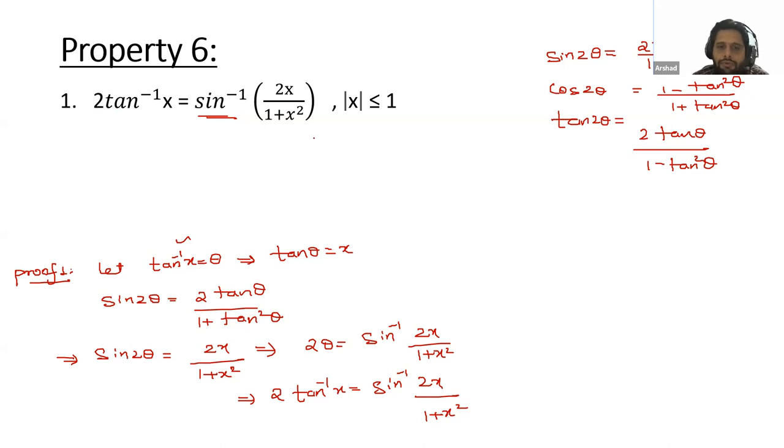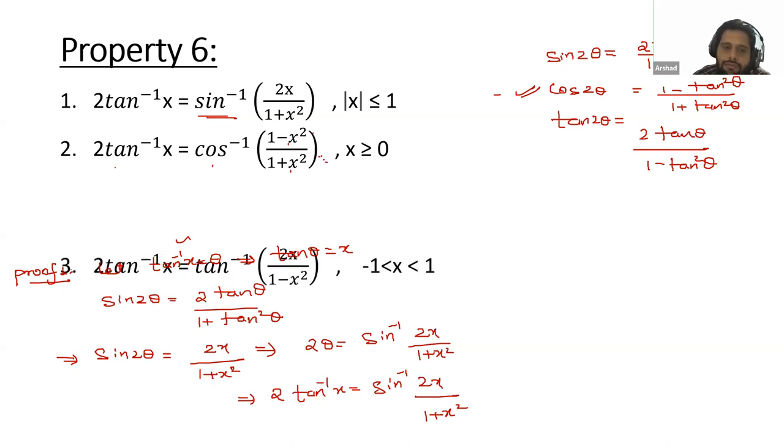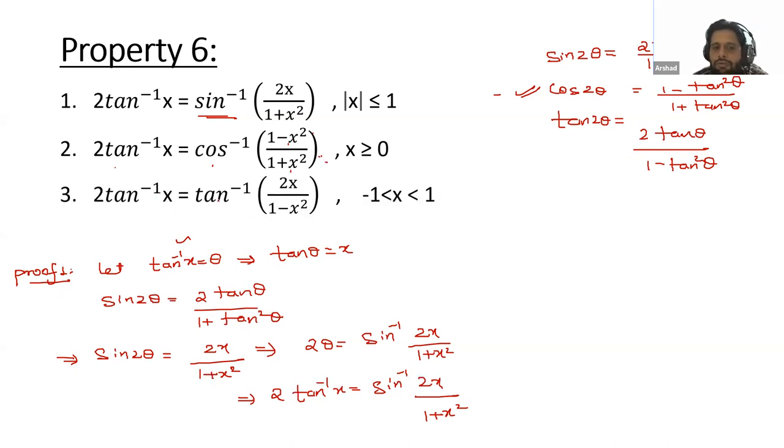So first is this. The second formula we will check: 2 tan inverse x is equal to cos inverse 1 minus x square by 1 plus x square. If we check the formula of cos 2 theta, we have cos 2 theta is equal to 1 minus tan square theta by 1 plus tan square theta. So from the same formula, we can prove this part also. Third, last, we have 2 tan inverse x is equal to tan inverse 2x by 1 minus x square. You can see here you have the tan 2 theta formula. By the same method and using this formula, you can get the third proof.